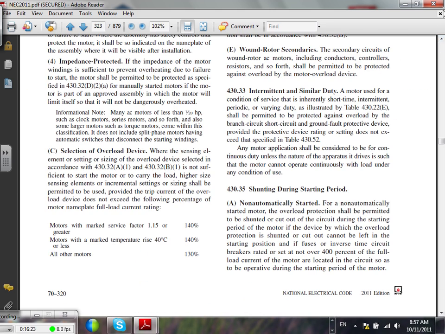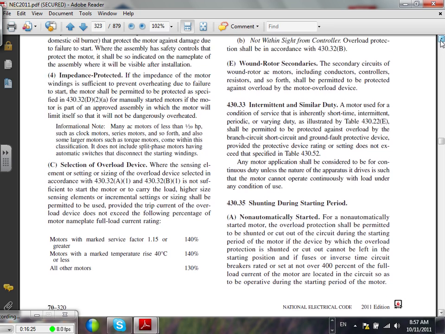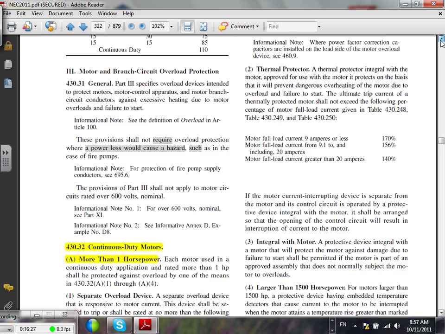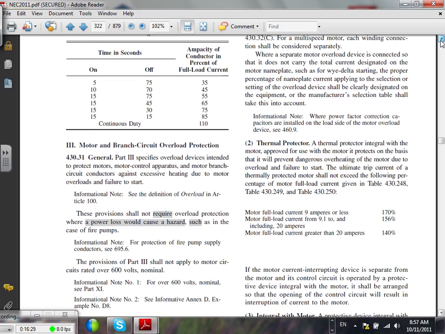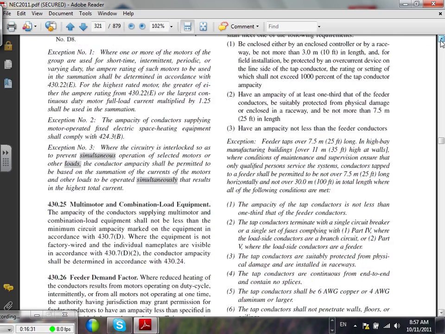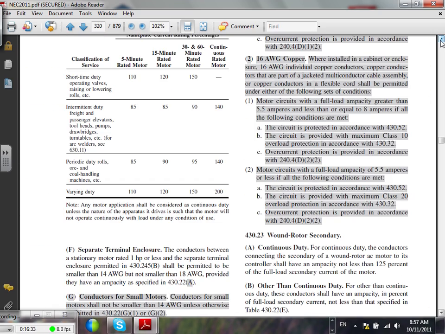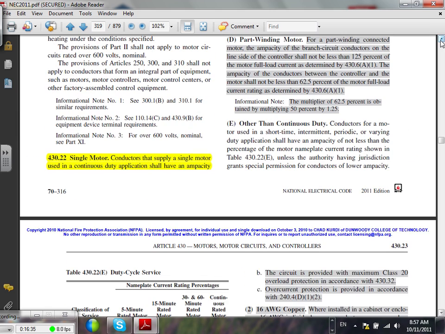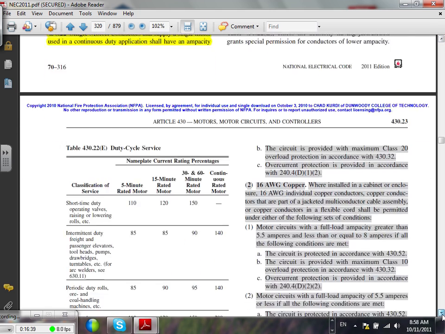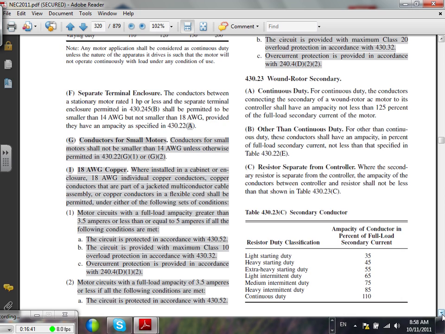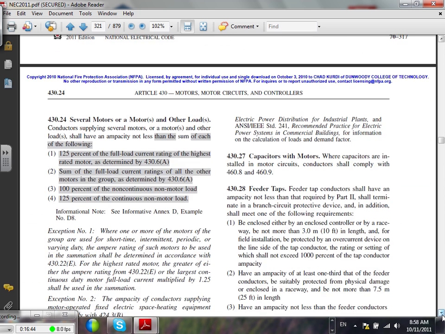430.20, 430.24, that we're talking about feeders. 24. Come on, Chad. Move it, move it. Okay, which page are we in? 430.22. We don't want 22. We're almost there. 430.23. 430.24.